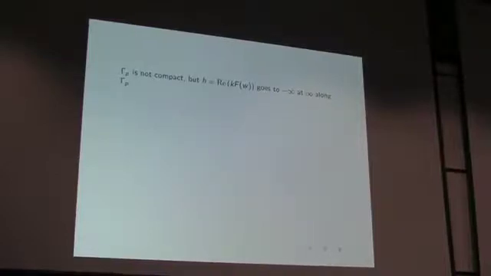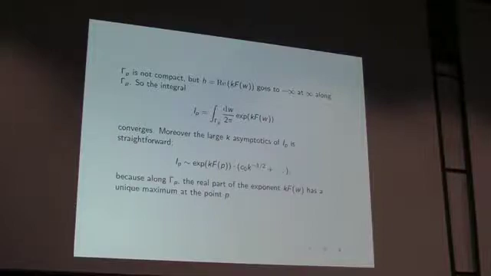Now, the cycle gamma p is not compact, but the Morse function goes to minus infinity at its ends. Experts will know that I'm ignoring Stokes phenomena, but the statement is true for generic values of the complex parameter k. So, even though the cycle isn't compact, the integral we're interested in converges along that cycle. And not only does it converge, but it's straightforward to answer the question of how that integral behaves for large k.